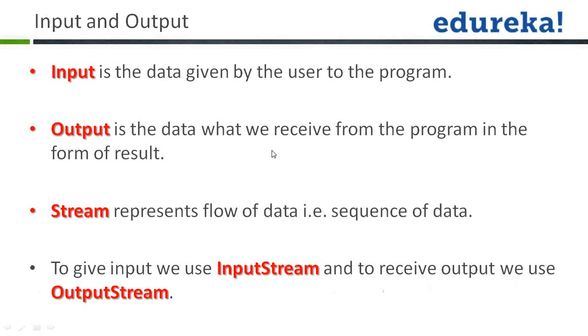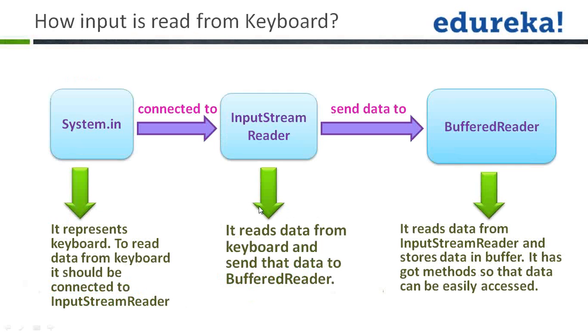We come to input and output now. Input is the data given by the user to the program. Output is the data we receive from the program in the form of a result. Stream represents the flow of data, that is, a sequence of data. To give input, we use input stream, and to receive output, we use output stream. These are a few terms that we need to understand. So I hope you are quite clear with it. These are very easy.